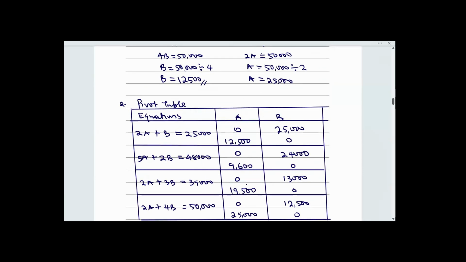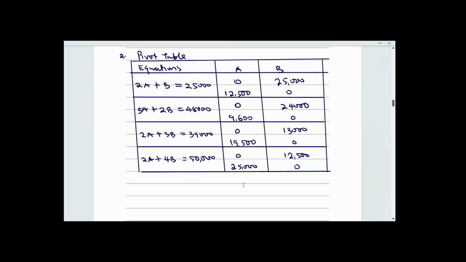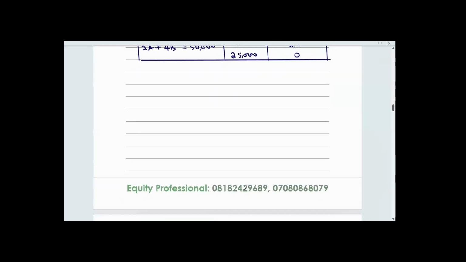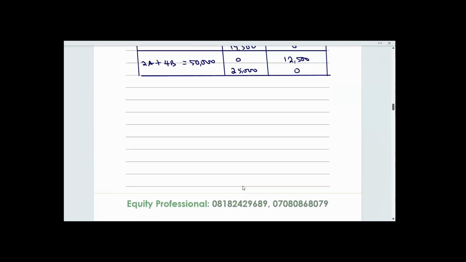Now, after the pivot table, we need to construct a graph. It is the result you have in the pivot table that you are going to use to draw your graph. Let me see, can I use this small space to construct my graph? Okay, this should be sufficient. Let me see, 1, 2, 3, 4, 5. Okay, let me manage this. Let me redraw it.